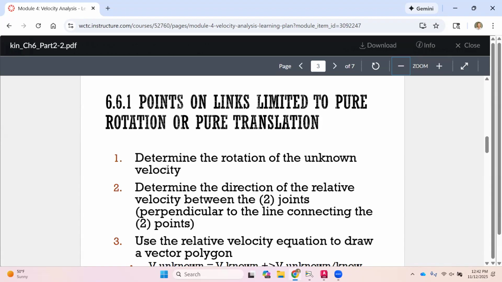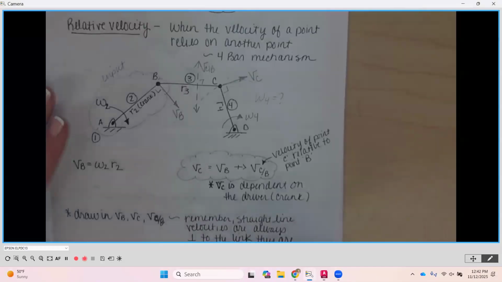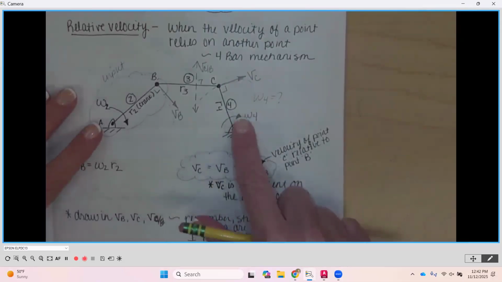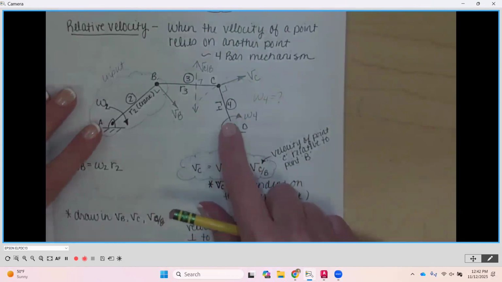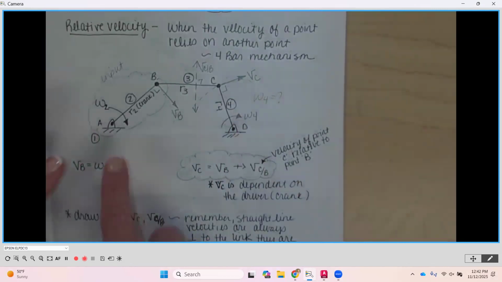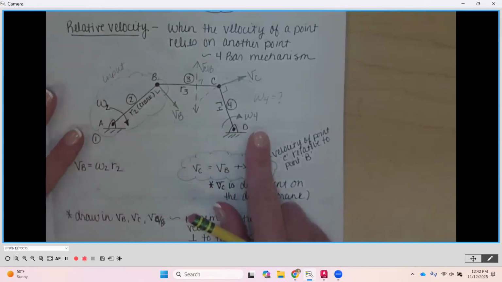In that first illustration that we looked at on page 7 in our handout, over here, this one, we would want to determine our unknown velocity or output, our angular velocity. We would ask, okay, if W2 is going to the right, what direction would link number 4 be going?